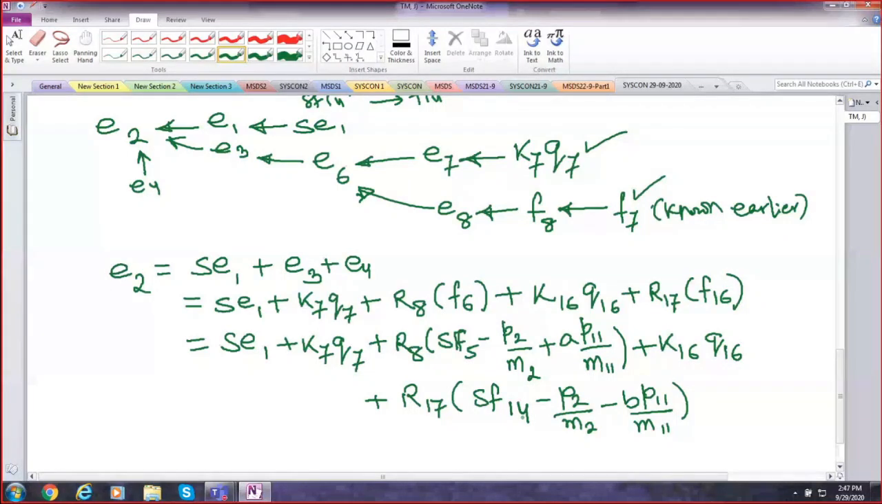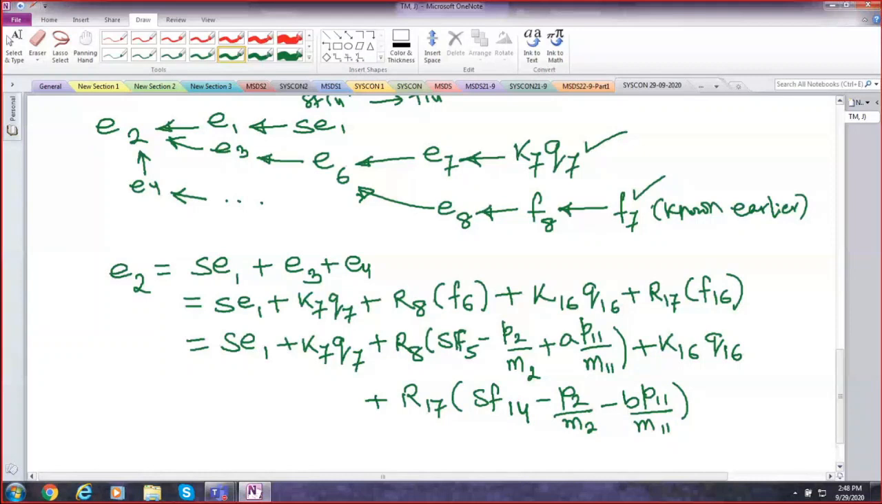So this is how we calculated E2, E1, E3. E3 comes from this. Okay. E1, E3, E4. E4 also we expand. Dot, dot, dot. So E3 comes from E6. E6 comes from E7. E7 is K7, Q7. Then E6 comes from E8. With a plus sign, we see from forward direction.